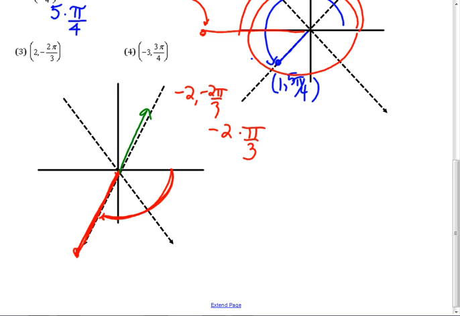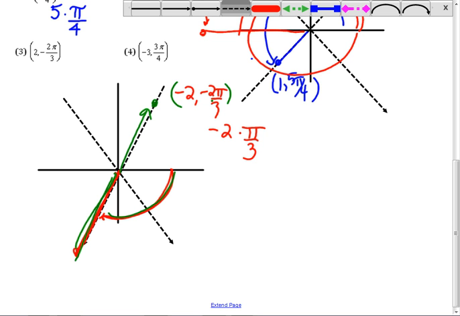Then this would be up here. That's negative 2 pi over 3, on the opposite side of what it's already on. You find the ray for the angle. Here's the angle, and I would go 2 on that angle, but if this is negative, I go the opposite direction. Let's do the next one, because that'll be similar to that.